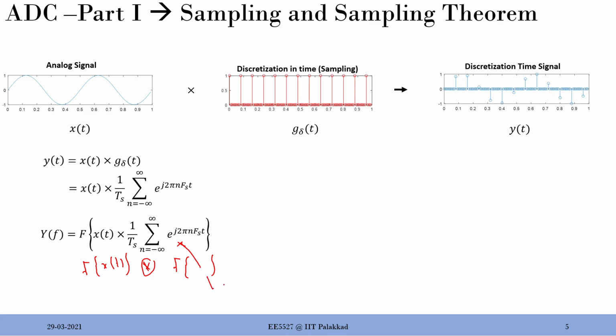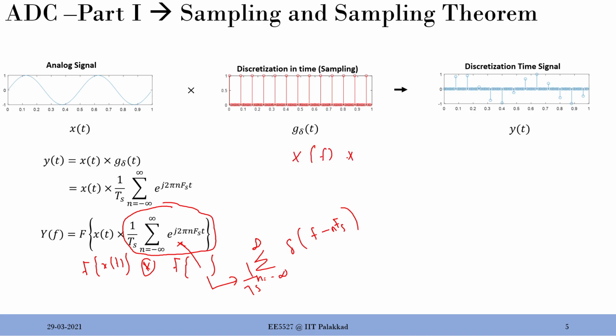So this will be equivalent to something like minus infinity to plus infinity. Okay, so 1 by Ts obviously remains, and then this will be something like f in terms of Fourier series, f minus nFs. Okay, so what I'm talking about is the Fourier transform of this guy. So if x of t has the Fourier transform x of f, then x of f is convolved by this particular guy, the sum from minus infinity to plus infinity of delta of f minus nFs.